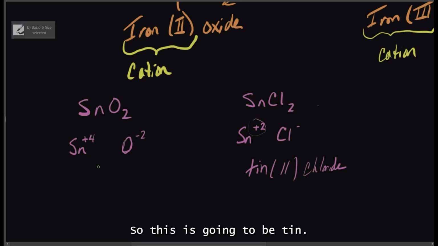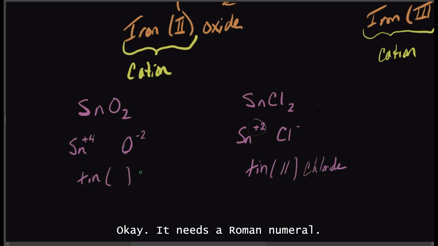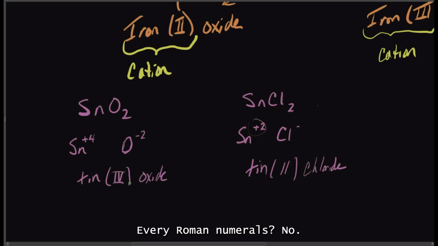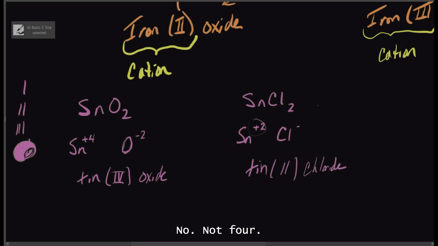So this is going to be tin. It needs a Roman numeral. What Roman numeral goes here? It is this many, but what's the Roman numeral that goes there? You guys remember your Roman numerals? 1, 2, 3, and 4 is IV. And then 5, and then 6.